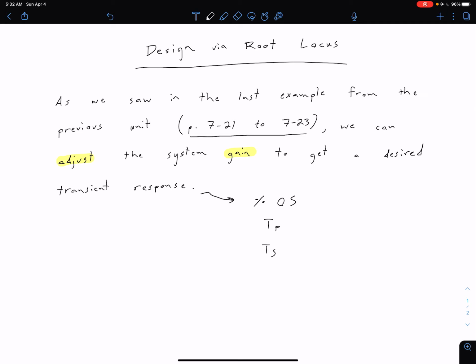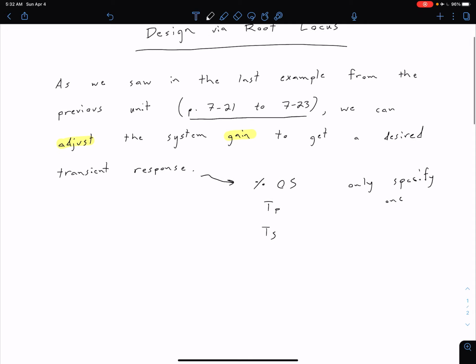However, in that example when we were just adjusting the gain, what we saw is that we could only specify one of those three performance characteristics. So we weren't able to, for instance, get a desired percent overshoot and a desired peak time. We had to choose one or the other. And so what we're going to do in this unit is delve into that problem a little bit deeper: how can we adjust more than one of these desired system specifications?